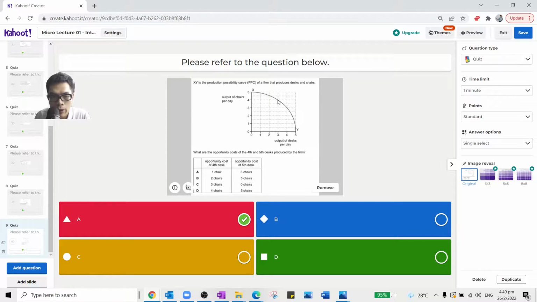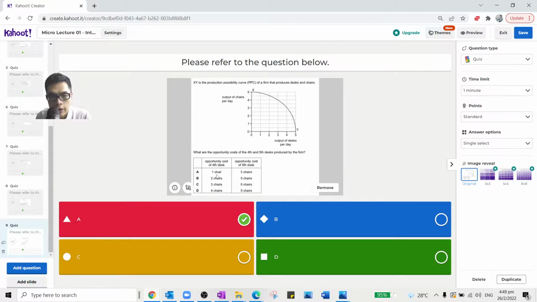So remember, if we want to produce 1 additional chair or 1 additional desk, we shift it outwards, right? And we know that this is scarcity, right? Can we produce beyond the PPC? We can't. Therefore we have to give up 1 chair. So from this point, this is scarcity. If we want to produce 1 additional desk, we need to give up 1 chair. So the amount of chairs that they have to give up will be from 4 chairs to 3 chairs.